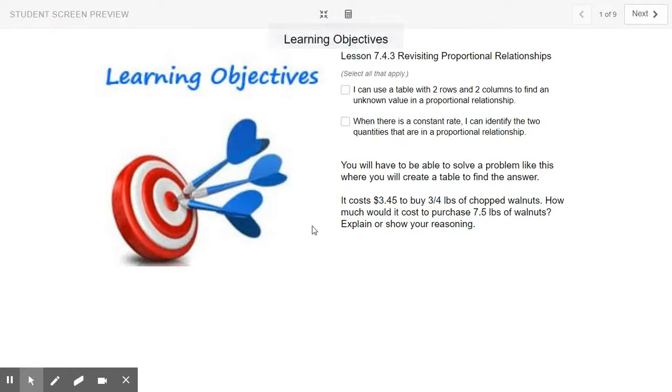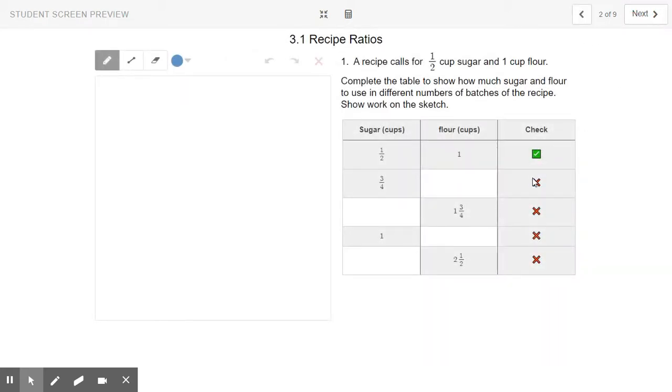Hi there. We're completing the cool down and lesson for 7.43. This is where we are revisiting what we've done with proportional relationships. So, in the first slide that you had to complete, we're given a recipe and we have to fill out the missing pieces of this table.